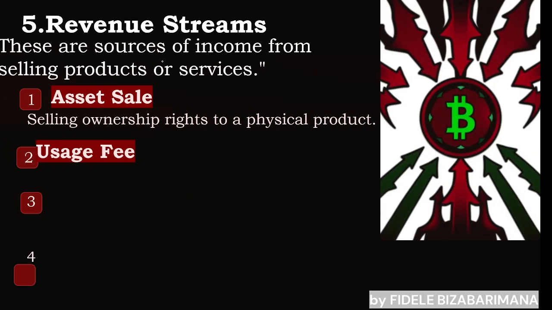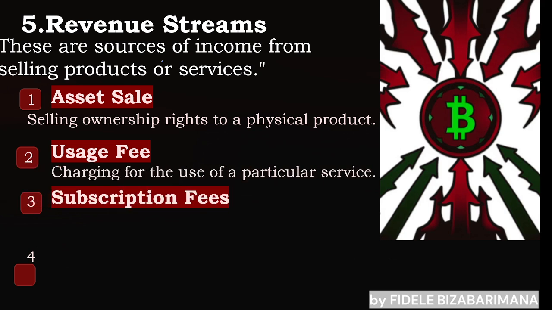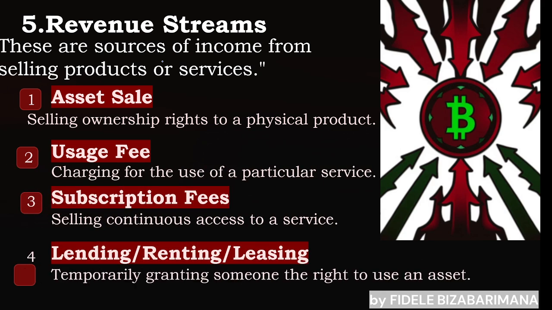Number 5, we have revenue streams. These are sources of income from selling products or services. We have examples. You can collect revenue from asset sale. You can collect revenue from usage fee, charging the use of a particular service. You can collect revenues from subscription fees, depending on the type of the business. You can also collect revenues from lending, from renting or leasing a property.